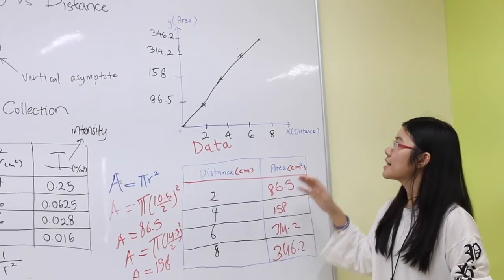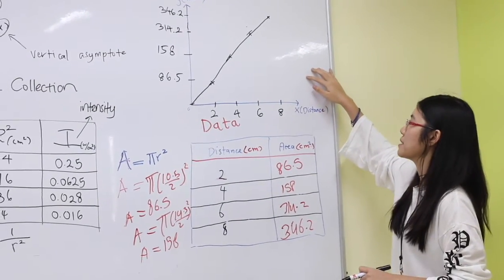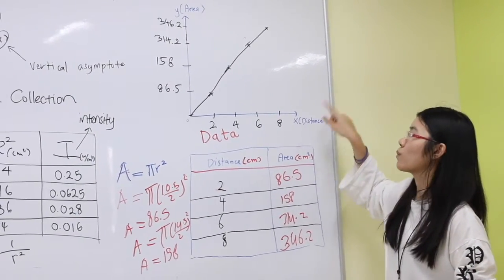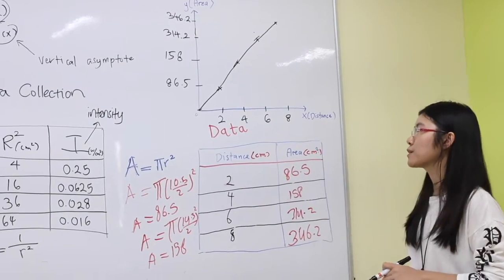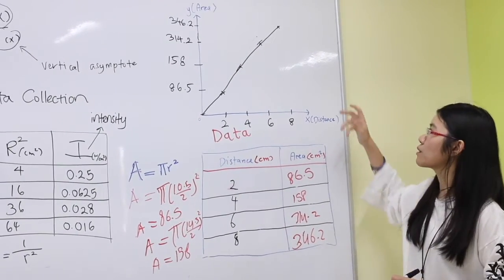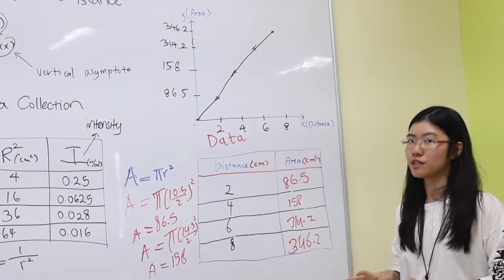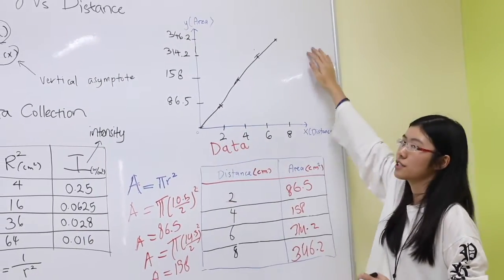You can see here, this is a linear graph because when x increases, y increases. From this, we can conclude that these two components are directly proportional to each other. This is why we can derive a linear graph.